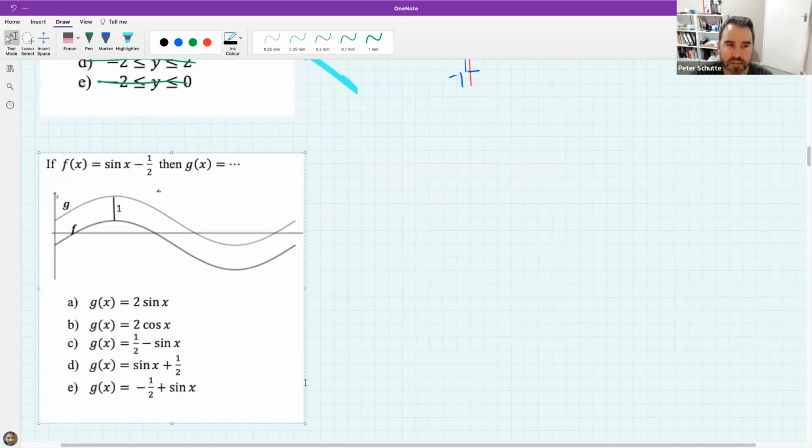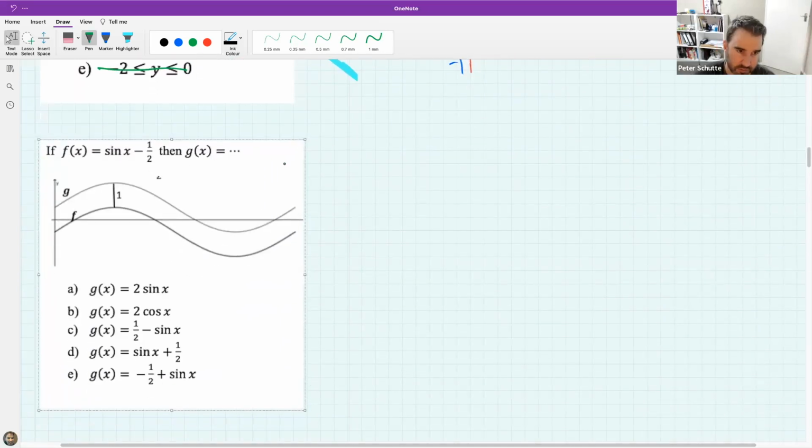So now, here is your question. It says, f of x is equal to the sine graph minus a half. Tell me what the minus a half does to the sine graph. What does the minus a half do to the sine graph?